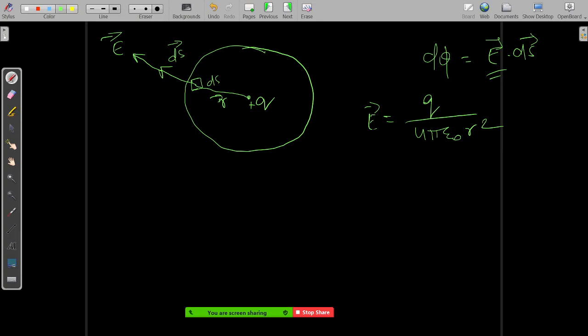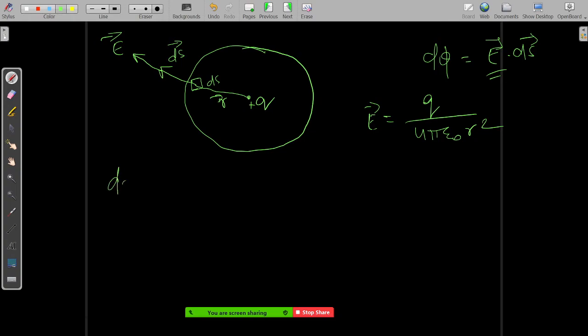Yes. E is equal to Q by 4 pi epsilon naught r square because the charge is kept at the center, and the radius is the same at all the surfaces. Whatever small surface you take, it will always be radially outwards, and the electric field also will be radially outward.